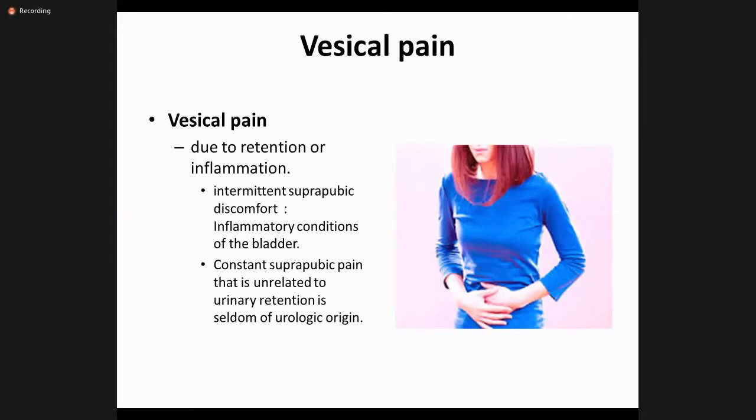In a female, it can be due to pelvic inflammatory disease, or it can be due to constipation. There are many other reasons for suprapubic pain if there is no retention or if there is no infection.